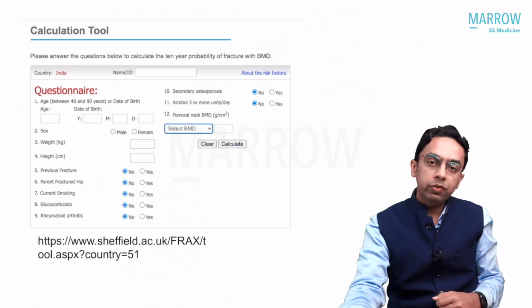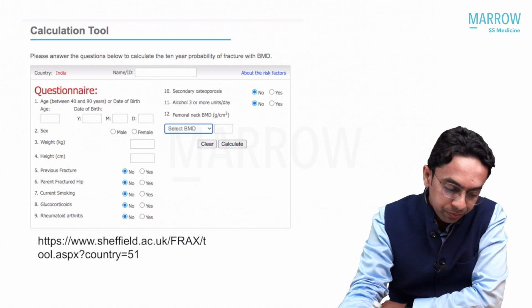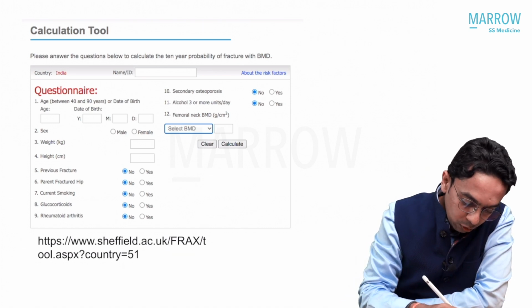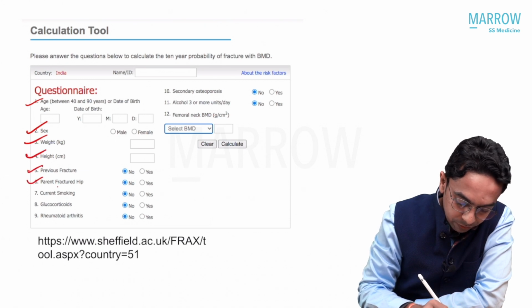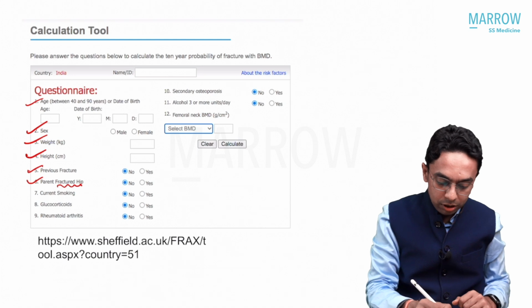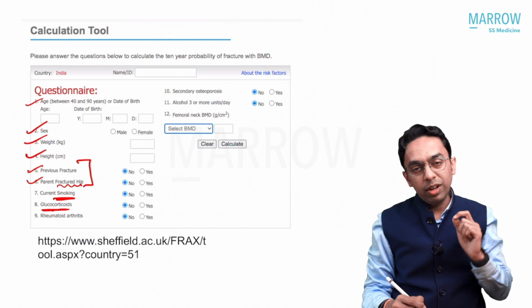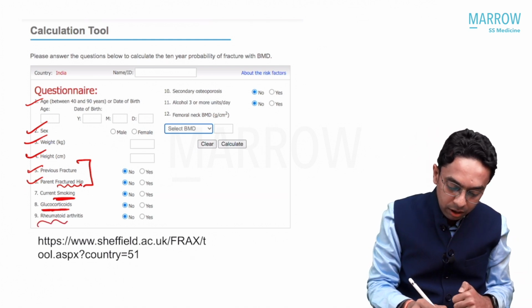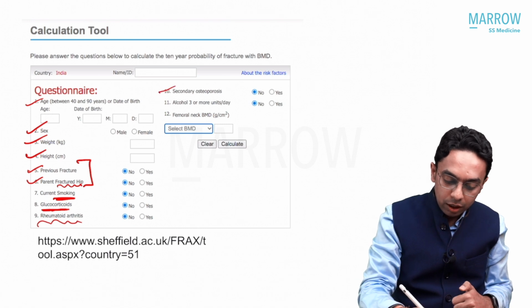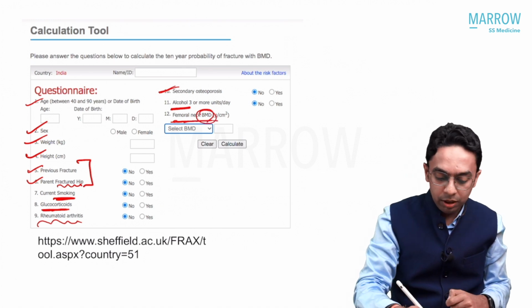We have discussed this FRAX score in a previous question also when I was discussing bone. So it includes age, sex, weight, height, previous fracture, family history, like parents. So this is important. Is smoking, glucocorticoid, whether it is used or not. Dose and duration are not there. Then rheumatoid arthritis, secondary causes of osteoporosis, alcohol, and BMD. BMD, hip, and specifically femoral neck BMD is to be used.